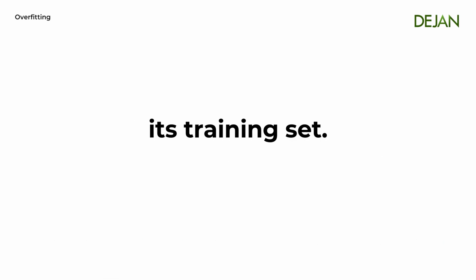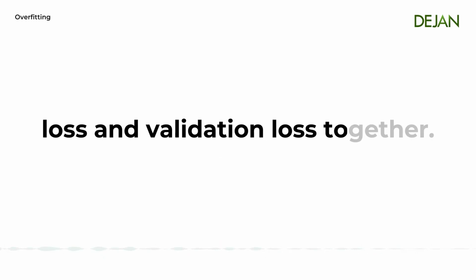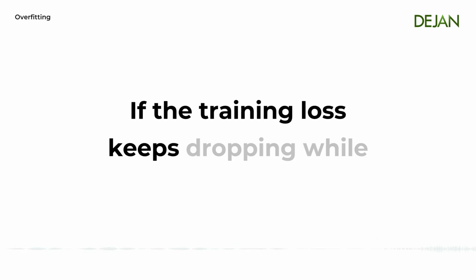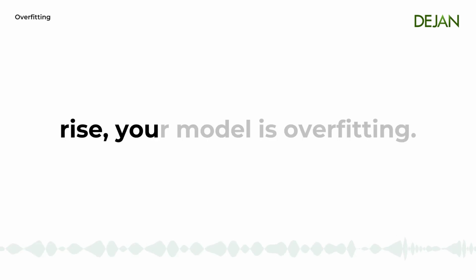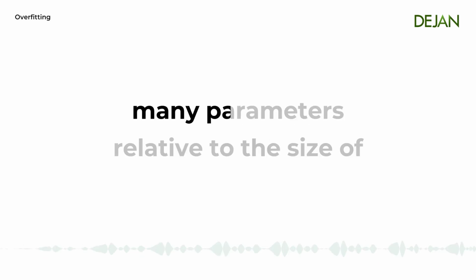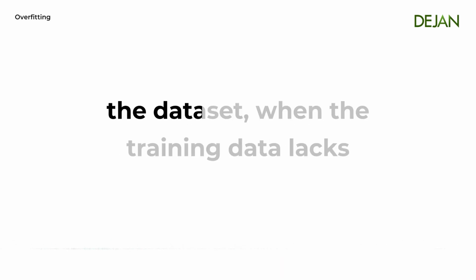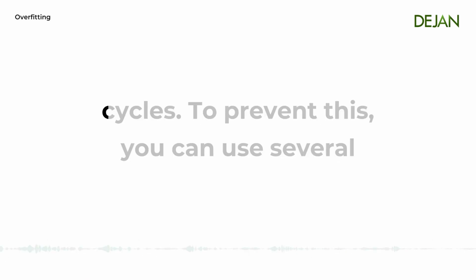You can spot overfitting by tracking training loss and validation loss together. If the training loss keeps dropping while the validation loss plateaus or starts to rise, your model is overfitting. This usually happens when a model has too many parameters relative to the size of the data set, when the training data lacks variety, or when you train for too many cycles.